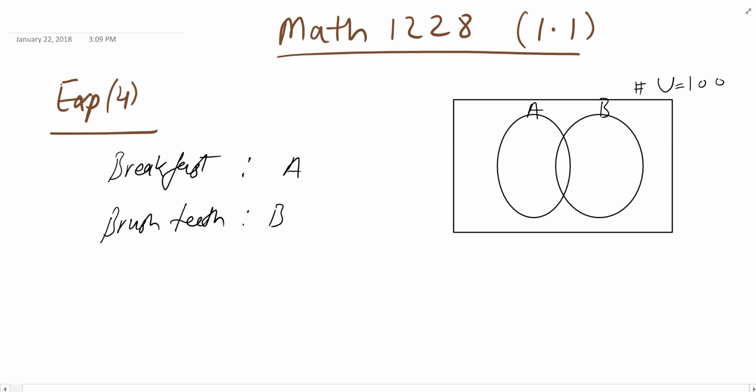Now they're saying 22 of them either did not. When they're saying did not eat breakfast, that means A complement, a student who is not in the breakfast set. Either that or, that means union, did not brush their teeth, that means B complement, right? So in one of those cases, they're 22.